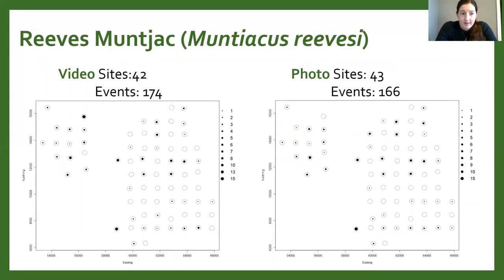And again, if we look at our Reeves's muntjac, the data sets look incredibly similar for both the video and photo surveys. The two figures are almost identical. However, what's interesting is that if we look at that little forest patch on the left, even though we know we only had the cameras out for 2 weeks in that area, it still looks like relatively quite a lot of muntjac activity. So it could be interesting to look into that a little bit more and see if there's something about that smaller forest patch that the muntjac seem to prefer.